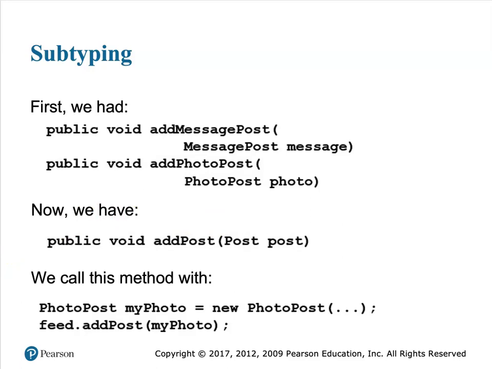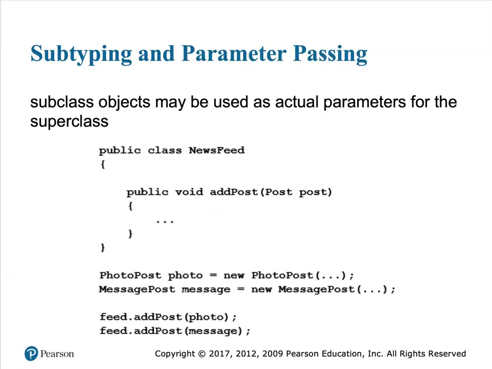So the thing to keep in mind is that the subclass objects, as I just demonstrated, can be used as the actual parameters to pass into the formal parameter that is expecting the data type to be up the hierarchy from it. So I'm passing in a photo post to a post variable. I'm passing in a message post to a post variable.